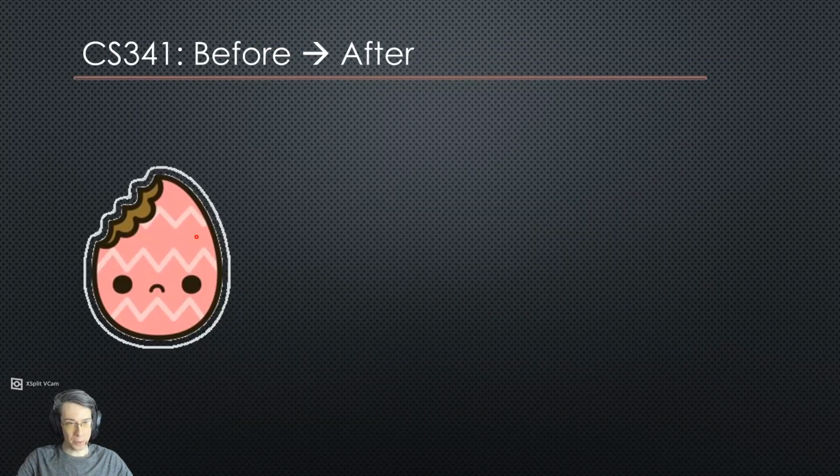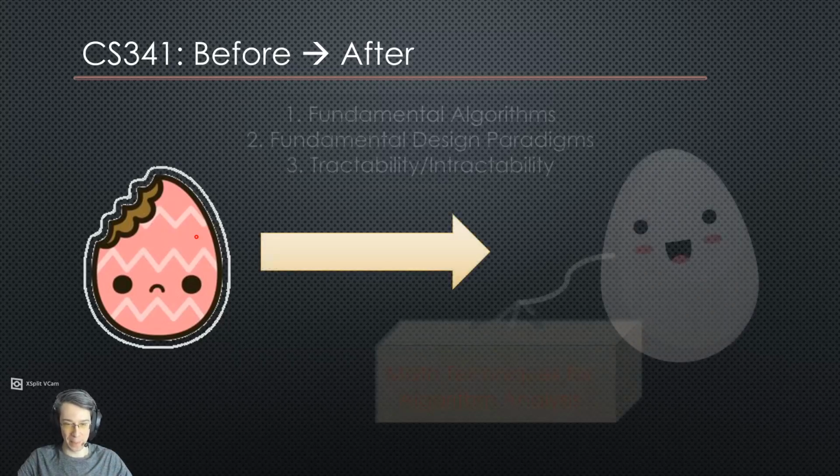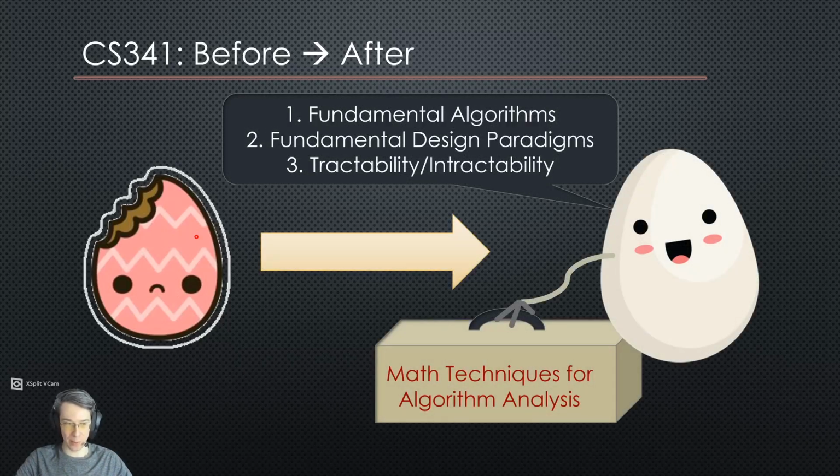So what will you, at least I hope, be able to take away from CS341? You're coming into CS341 with a considerable amount of knowledge in CS. You've studied courses like CS240, you've studied data structures, maybe you've studied a bunch of math, a bunch of electives, but until you've done a really detailed study of algorithmics, I think you're like this egg that's got a bite out of you. You're missing a piece. And so my hope is that CS341 will complete your egg.